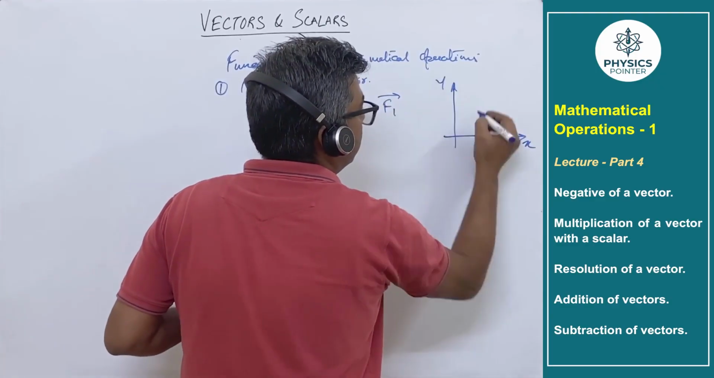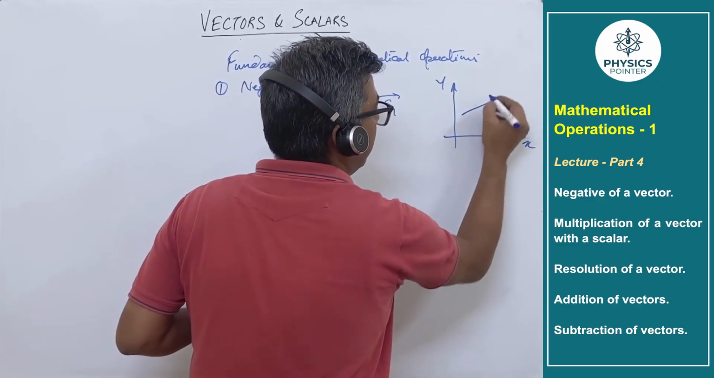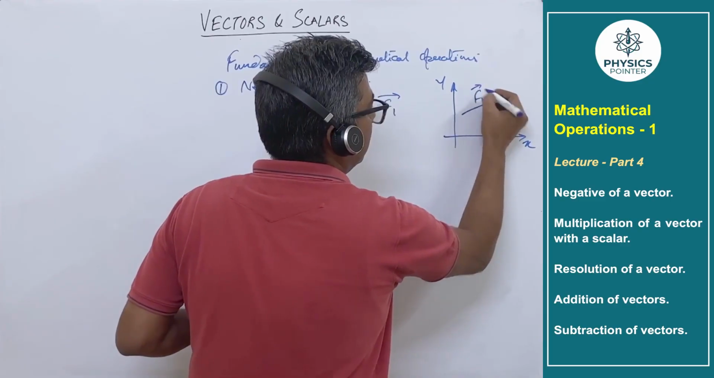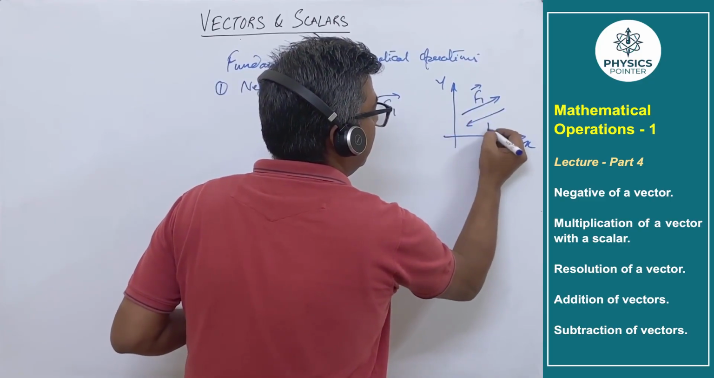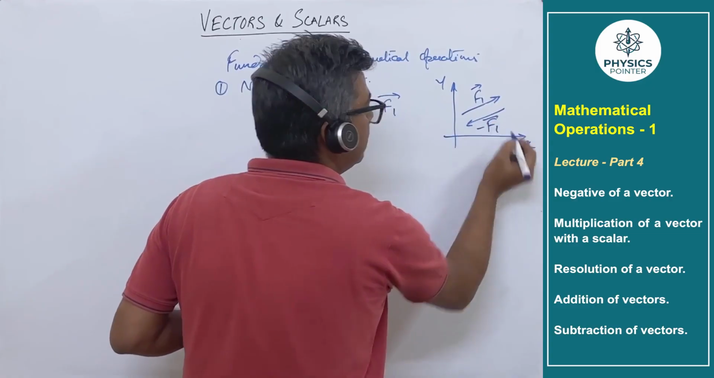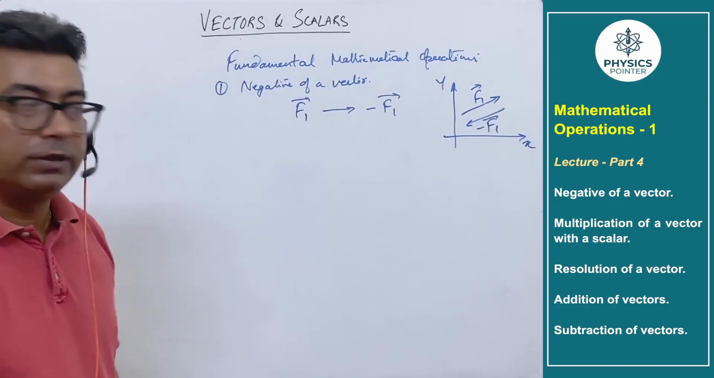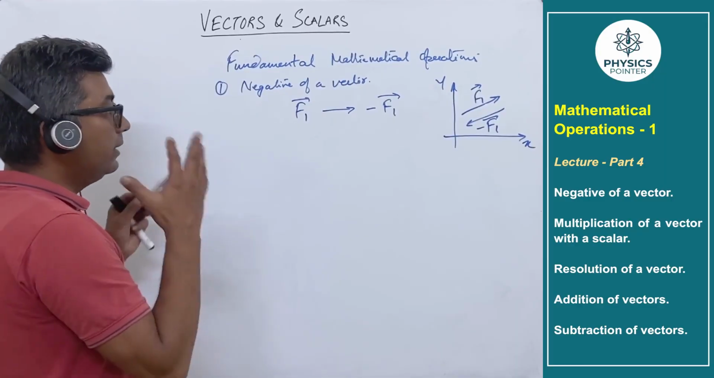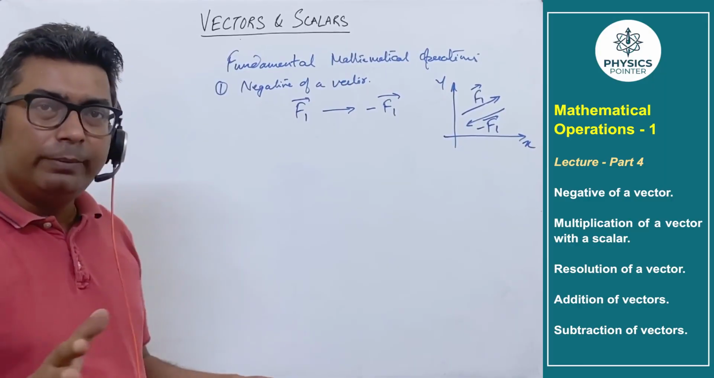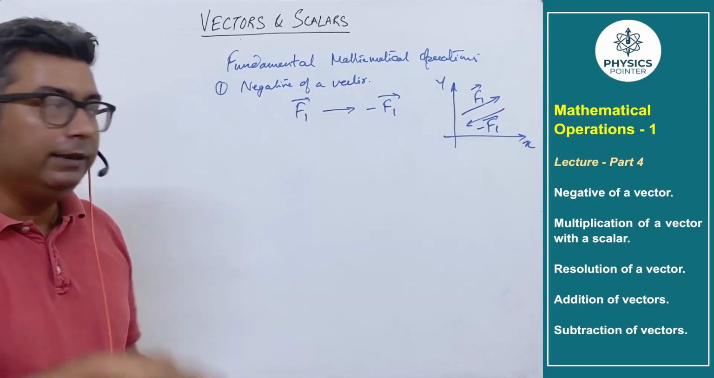So if I have to show it in an XY coordinate system, let's say F1 was like this. So F2, which is exactly minus F1, is like this. I can move the origin and all those things. Okay, so that is the negative of a vector. So the magnitude remains the same, and the direction is exactly the opposite.